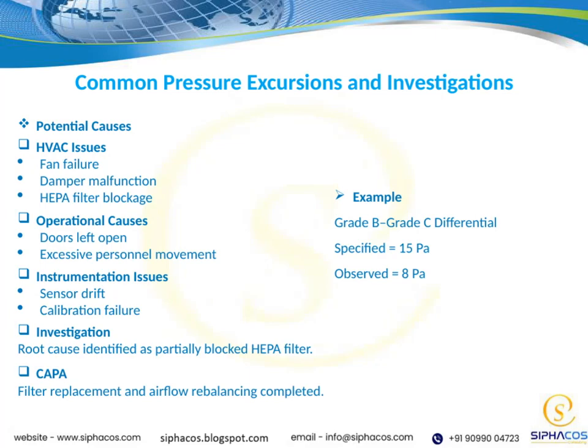Let's look at a common example of pressure differences between two cleanroom grades. Between Grade B and Grade C, the specified pressure difference should be 15 pascals, but what we observed was only 8. This gap can come from several causes. It might be HVAC problems, like a fan failure or a blocked HEPA filter. Operational factors, such as doors left open or too much movement, also play a role. Instrumentation issues like sensor drift can mislead us. In this case, the investigation found a partially blocked HEPA filter. The corrective action was to replace the filter and rebalance the airflow.